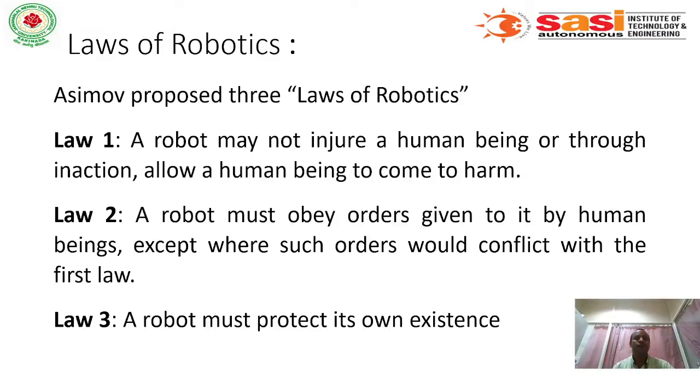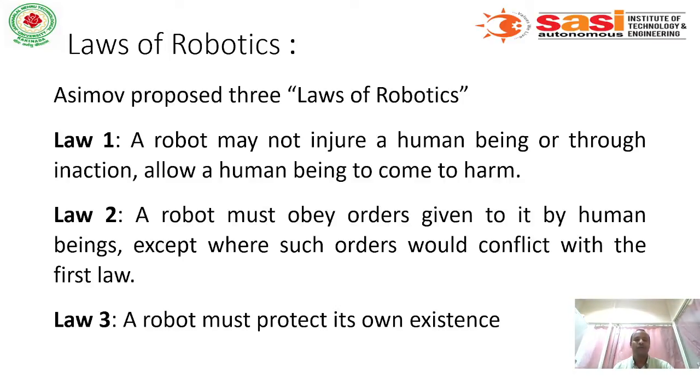So the first one is: a robot may not injure a human being. The injury in the sense should not harm a human being, or through inaction allow a human being to come to harm. While the robot is playing its action, it should not harm a human being. That is the first and foremost important law that a robot has to agree to, to run in regular existence.